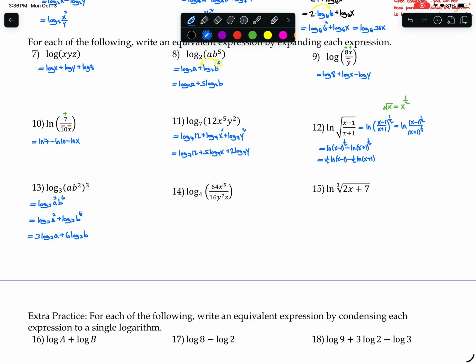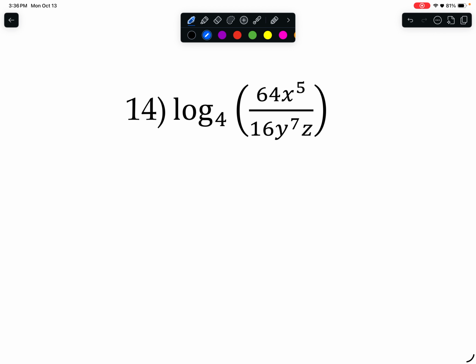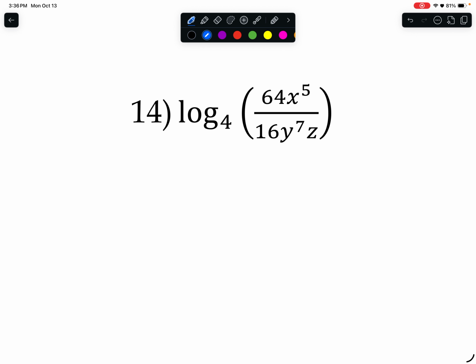All right, and then 14 and 15 are just longer versions of them. I do want to go ahead and do 14 because there are a couple of parts in here that are actually pretty important. So with this one, I'm going to start off with labeling what goes in the top and the bottom. 64 is in the top, so it's going to be addition. X to the 5th is in the top, so it's going to be addition. And then the 16 is going to be subtracted. Y to the 7th subtracted, and z is going to be subtracted.